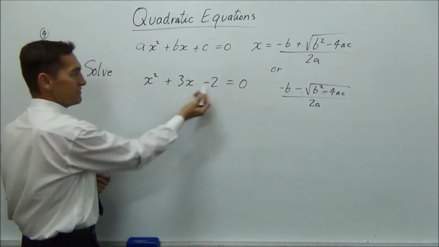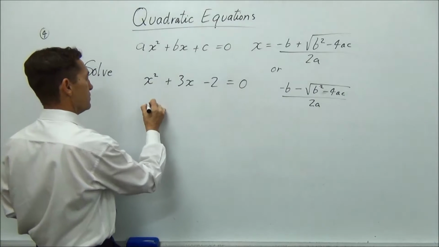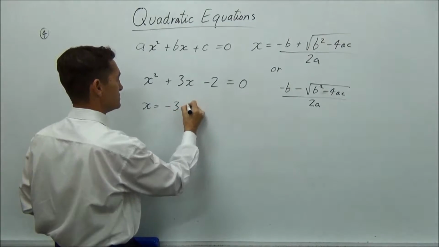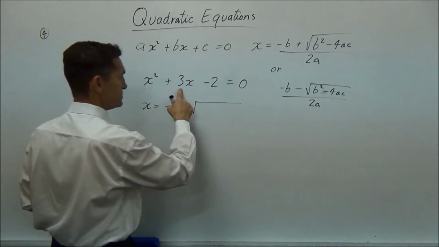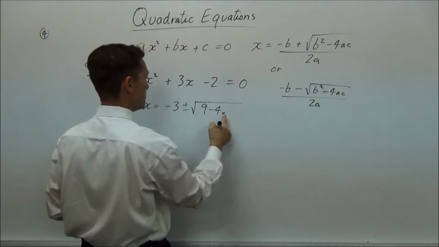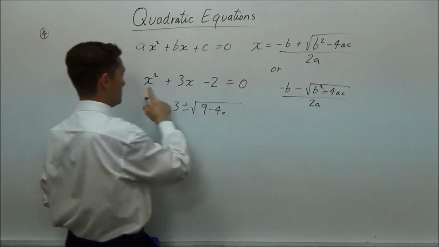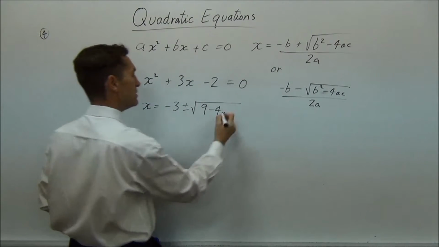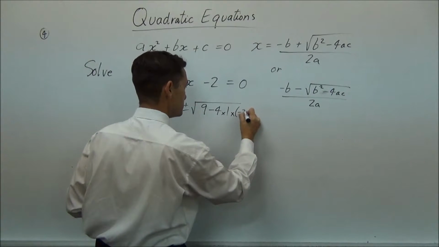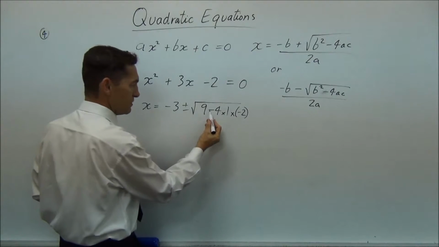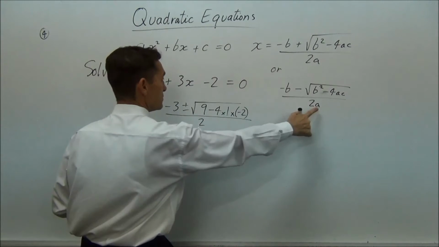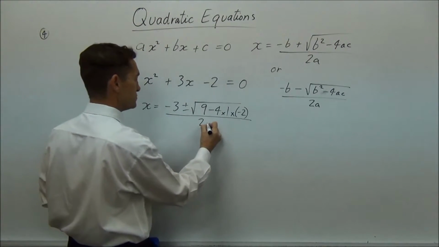Okay, so let's do that for this equation. We'll get two answers. We would have x equals minus, that's our b, minus 3, plus or minus the square root b squared, well what's 3 times 3 is 9, minus 4 multiplied by a, or a there is 1, there's one lot of x squared, multiplied by c, well c is minus 2. I'm going to put that in brackets so you don't forget to multiply minus multiplied by minus, and that's going to give you a plus, all over 2 multiplied by 1, which is just 2, so that's 2 times 1.